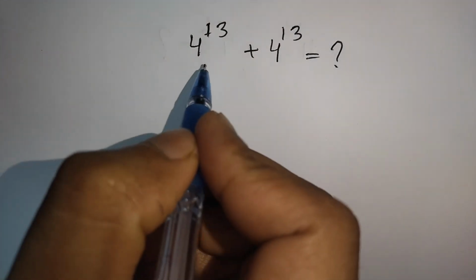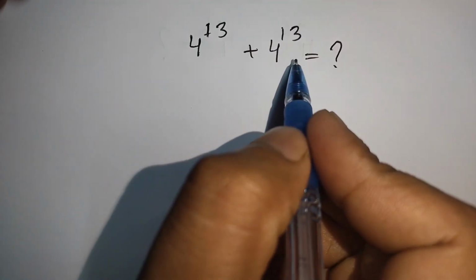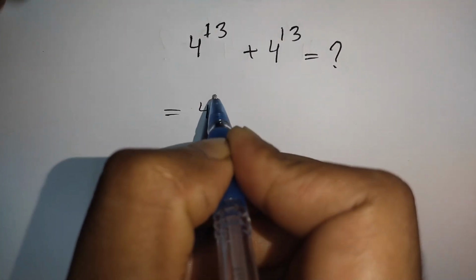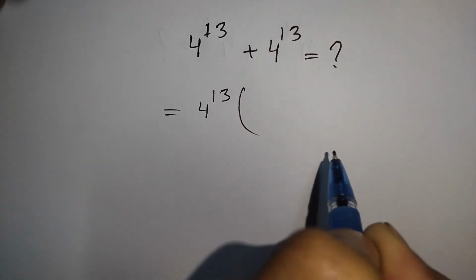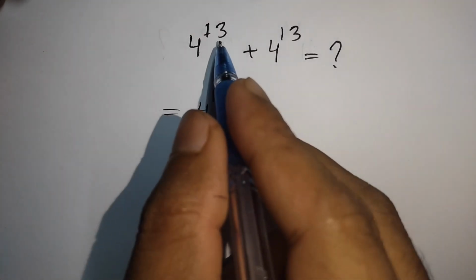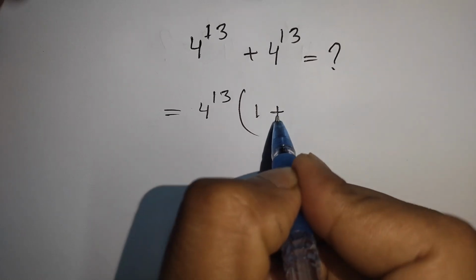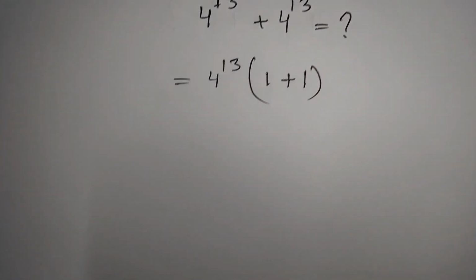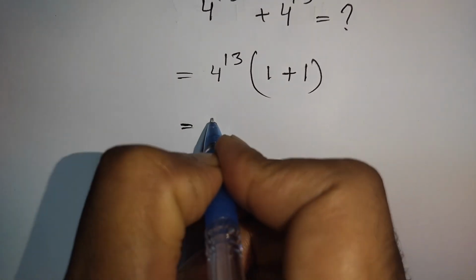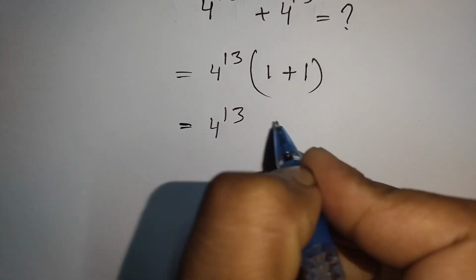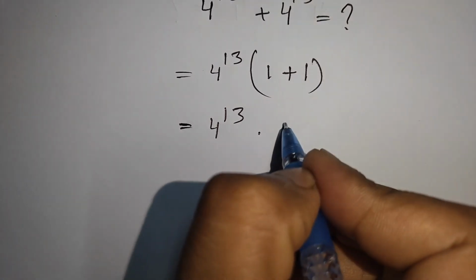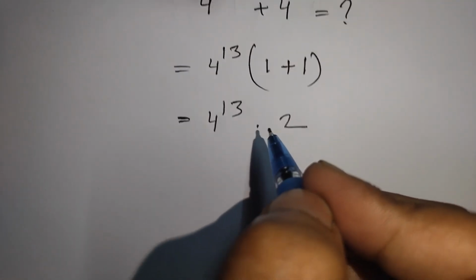How to solve 4 to the power 13 plus 4 to the power 13 is equal to what? At first we take common 4 to the power 13. First bracket start, this divided by this, that means 1, plus this divided by this, that means 1. Now 4 to the power 13 times 1 plus 1, that means 2.